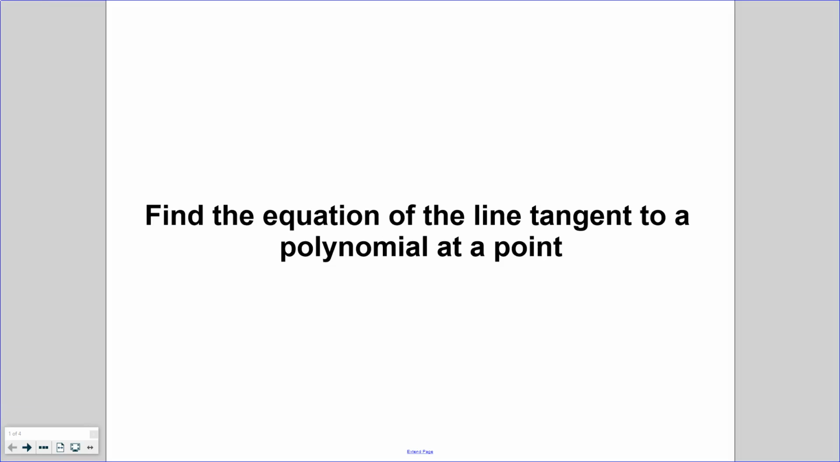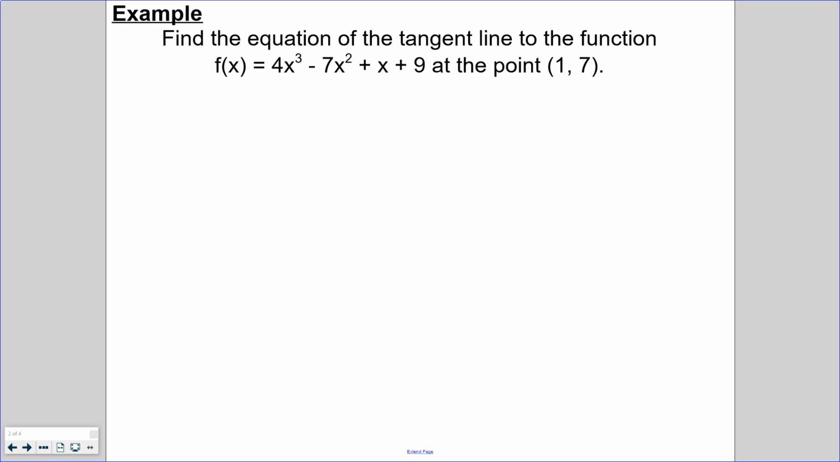Find the equation of the tangent line to a polynomial and a point. Alright, so for our first example here, we want to find the equation of the tangent line to the function f of x is equal to 4x cubed minus 7x squared plus x plus 9 at the point 1, 7.